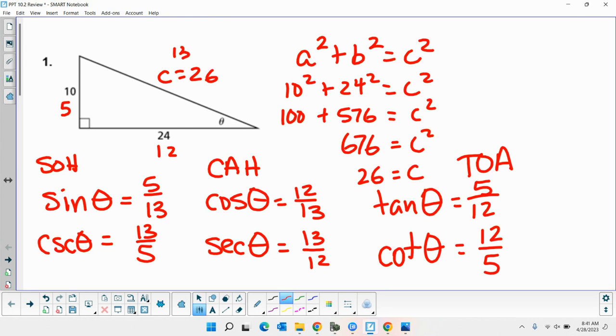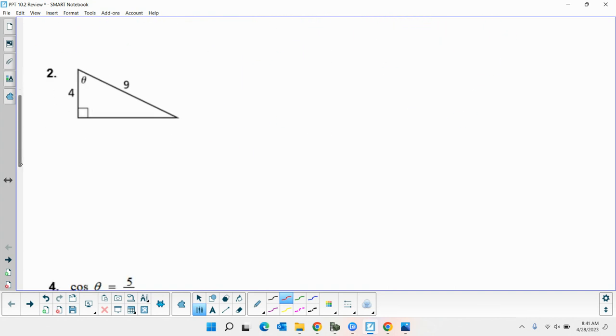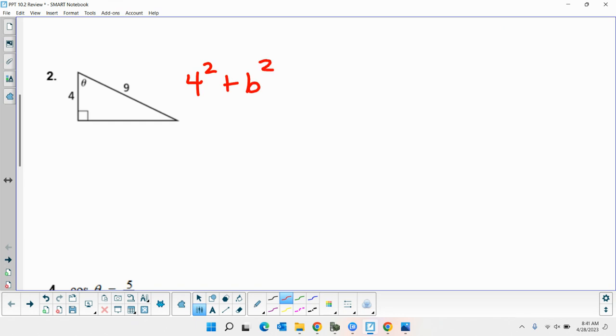Okay? Number 2. Do we need to do it? No? What'd you get for the missing side? Square root of 65. Maybe I should do that one. Because some of you will go 4 squared plus 9 squared. It's not right. 9 is the what? Hypotenuse. That's the c. So it's 4 squared plus b squared. Or if you want to do a squared plus 4 squared. I don't care which one you make, a or b. Okay?